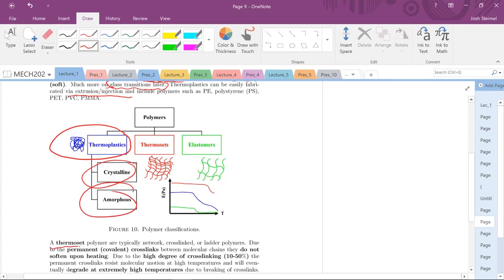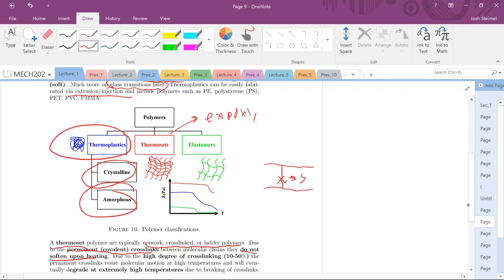A thermoset is one that is chemically cross-linked. So these are permanent covalent cross-links between your chains. So you have a chain here, and then it is chemically cross-linked. Just like we saw for rubber, those disulfide bonds, those permanent chemical crosslinks, will not soften upon heating. So for thermosets, one of the best examples I could give is an epoxy. An epoxy, once it cures, you're done. You can't remelt and then reform that epoxy.